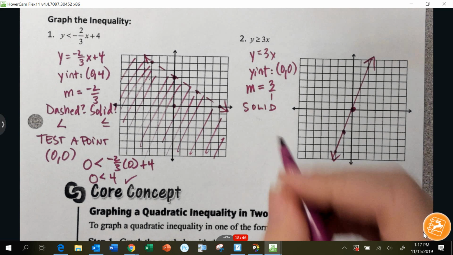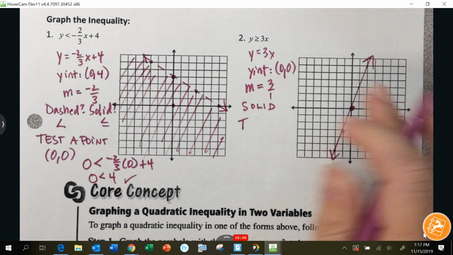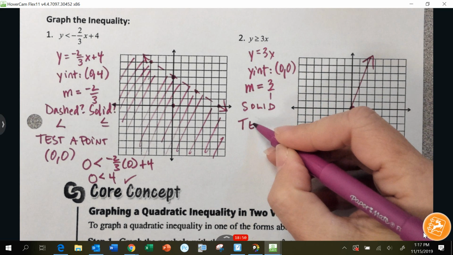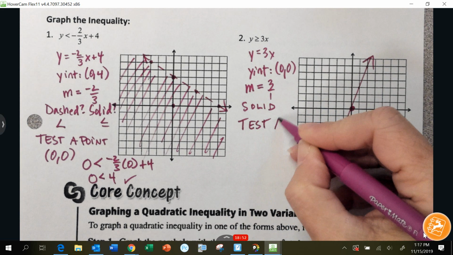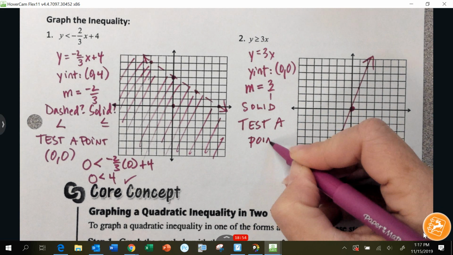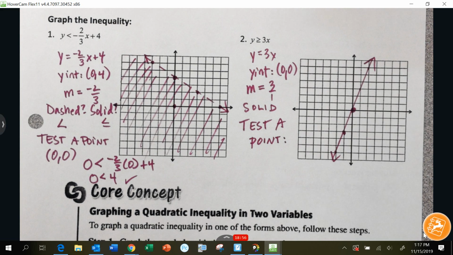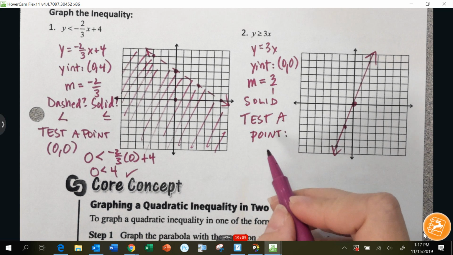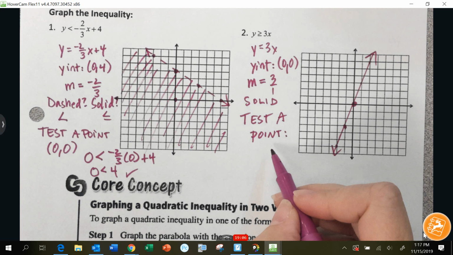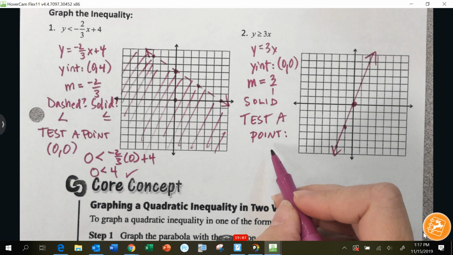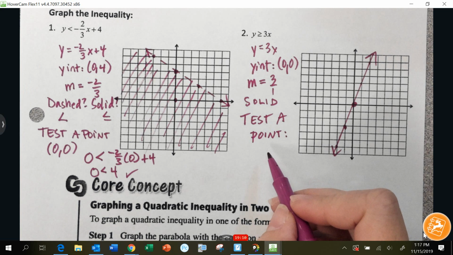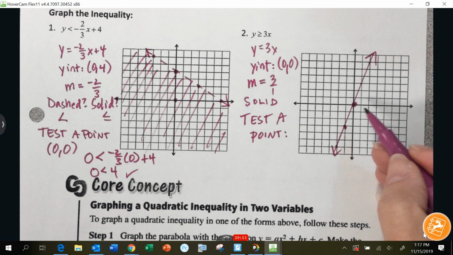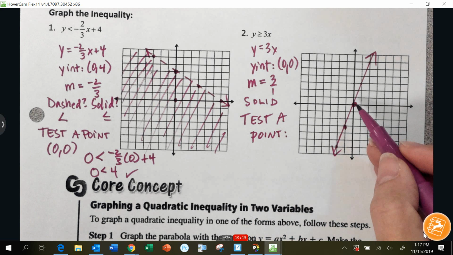And then in order to know which side of the line gets shaded, you test a point. Not always. That's why I'm teaching it this way, because the answer is not always. Test a point. What point could we plug in to see if it works? Pick zeros. And you can't pick a point on the line.